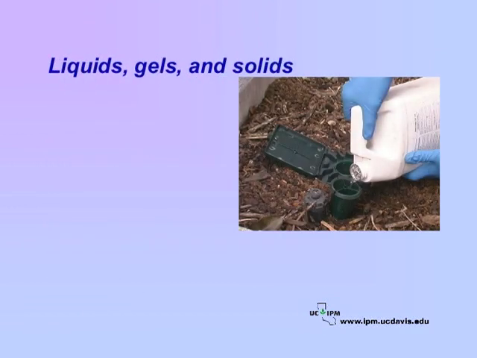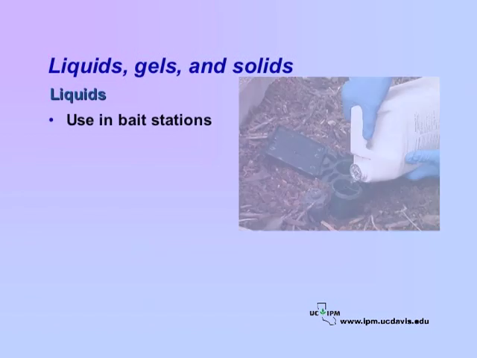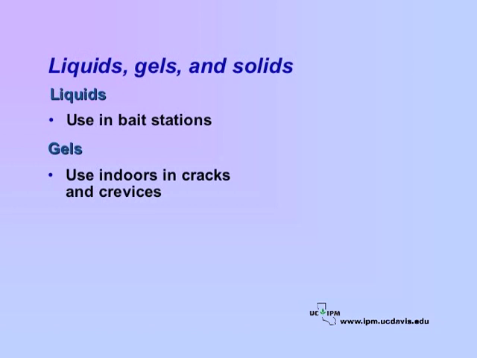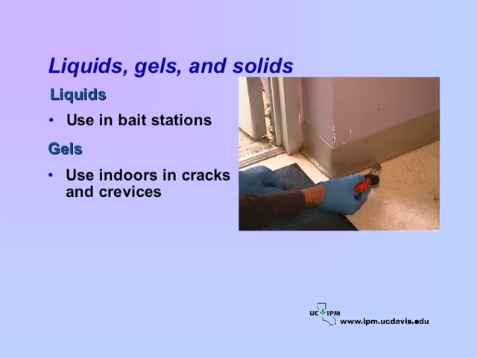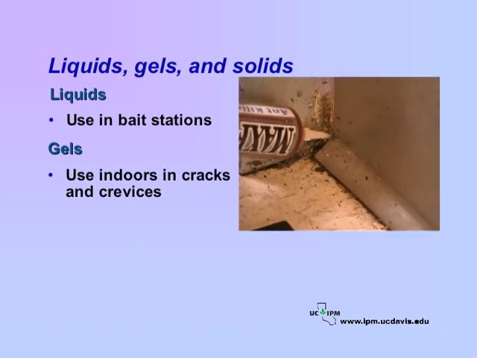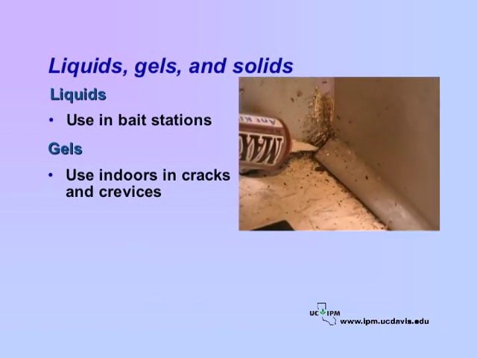Ant baits are available as liquids, gels, or solids. Liquid formulations are most commonly used and are used in bait stations. Gels are packaged in small tubes. Use gels indoors in protected areas. Squirt along ant travelways in small cracks and crevices. They are not as effective outdoors.